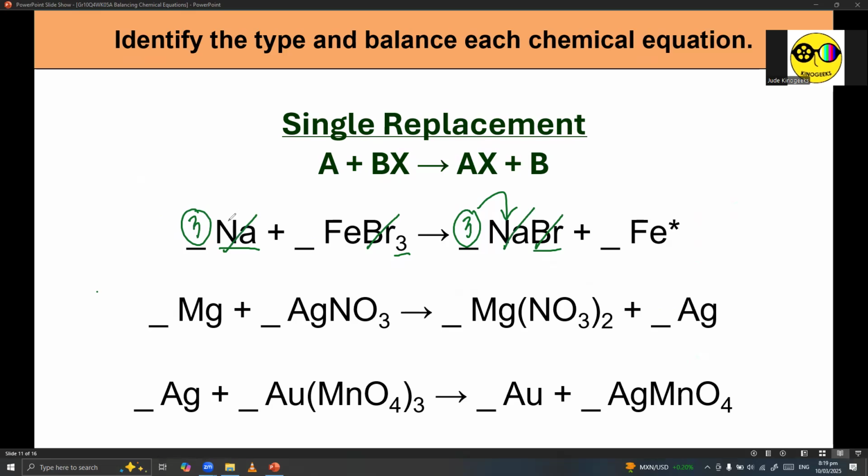So, wala nang nadamay after Na. Fe is already balanced, 1 each. Therefore, our final coefficients are 1 for FeBr3 and 1 for Fe.